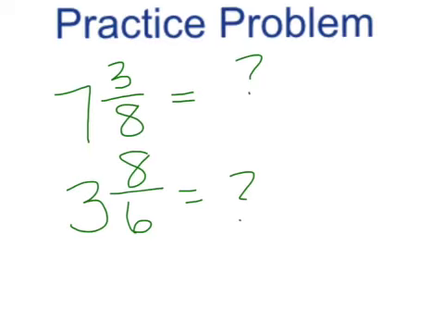Here is your practice problem for the day. Change each of these mixed numbers into improper fractions. Don't forget to multiply the denominator by the whole number and then add the numerator in to find out what your new numerator will be. Always use the same denominator that was originally used in the mixed number in your improper fraction answer.